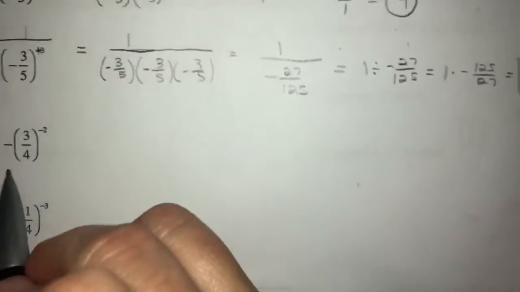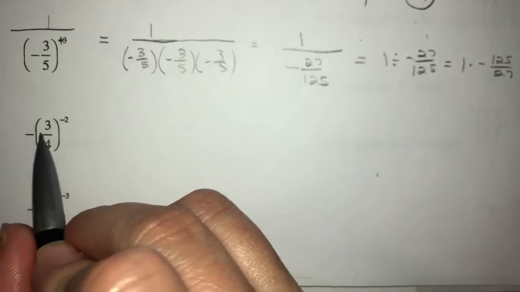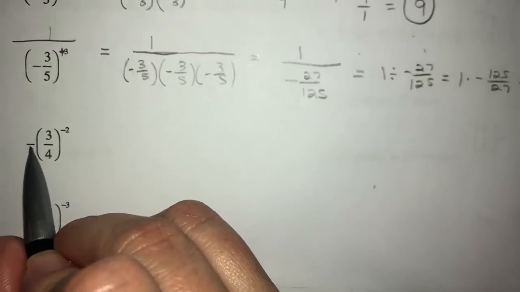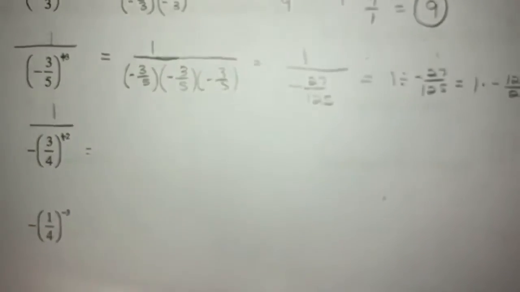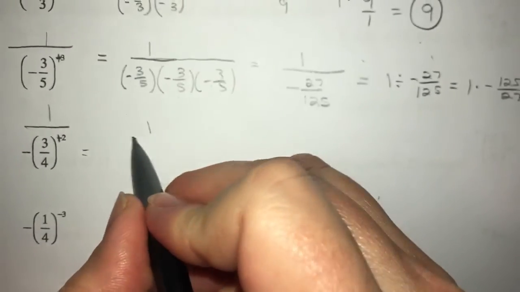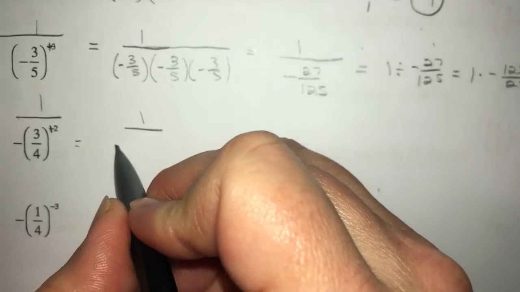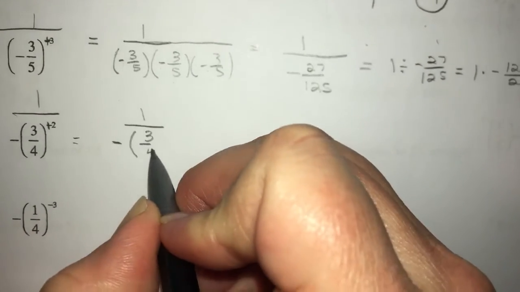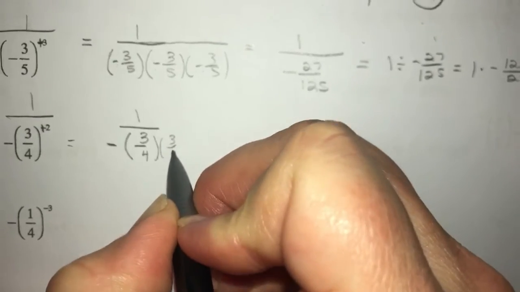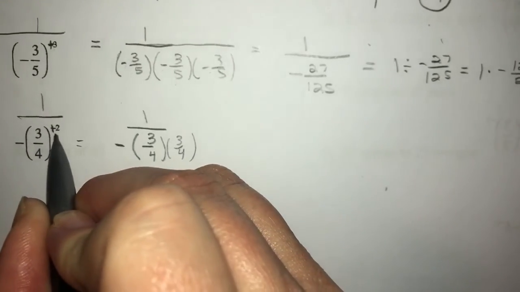Number 5. Now in this case, we see a negative on the outside. Remember, that means we're going to leave it for the end. We are going to put a 1 on top, which changes the sign of the exponent, so we can write it twice now underneath. The negative stays out front, and what we really have 2 of are the 3/4. 3/4 times 3/4. We have 2 of them.